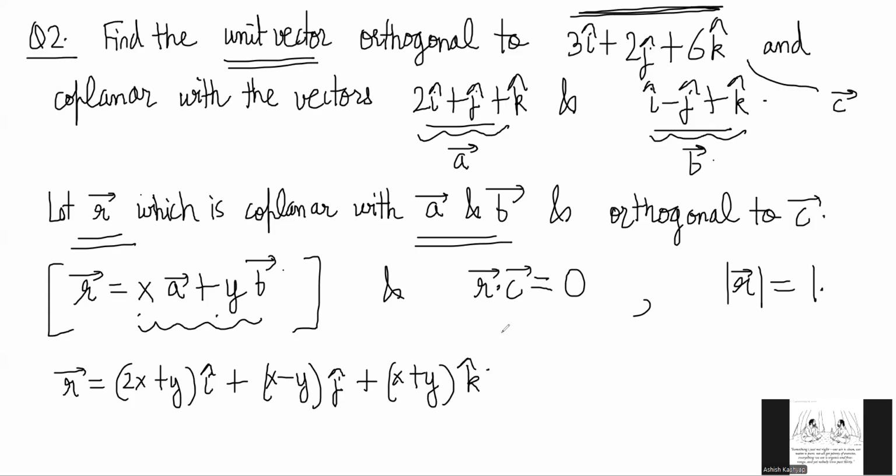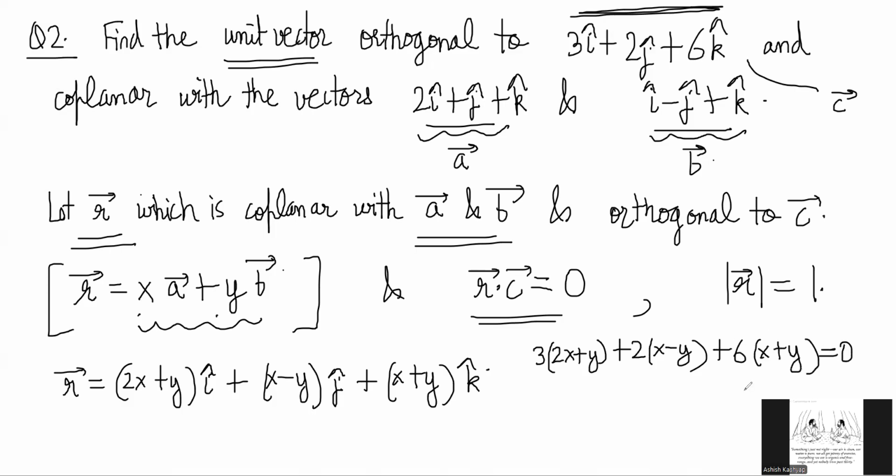And now I will check the condition r dot c is 0. And if you do r dot c is 0, you will get 3 times (2x plus y) plus 2 times (x minus y) plus 6 times (x plus y) is equal to 0. And if you simplify this, you will get 14x plus 7y is equal to 0, from where we get y is equal to minus 2x, right?